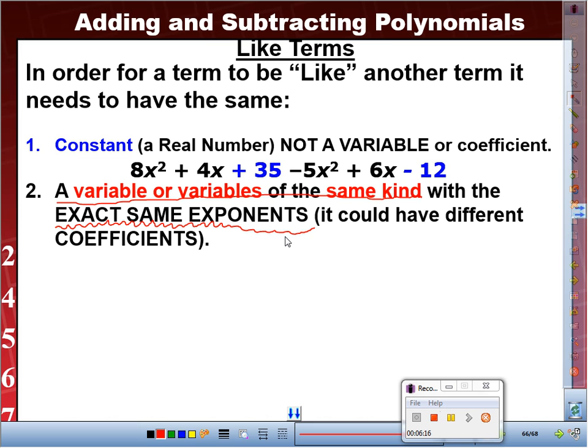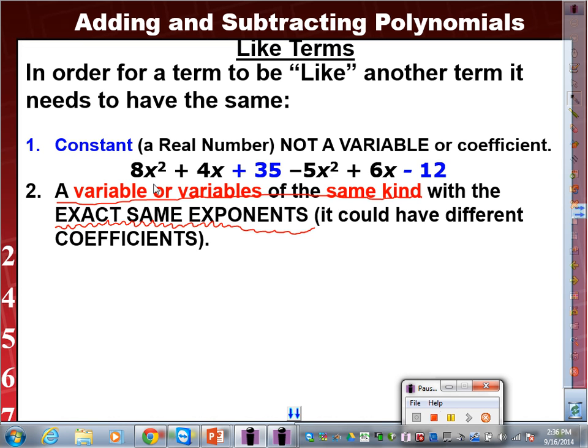Does everybody understand that? In order for this term to be like another one, they need to have the same variables with the exact same exponents. Copy that, I'll give you some time. So, exact same variables with the exact same exponents. Are we there? Alright, so check this out. Pens down, eyes up here.